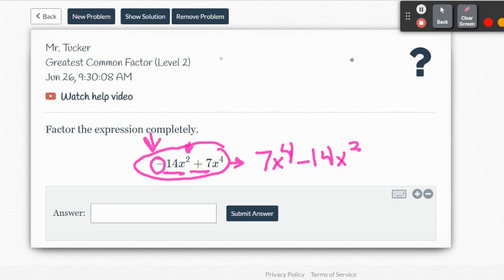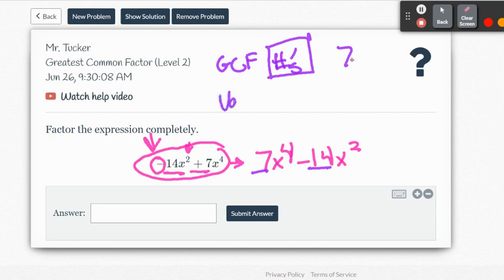But again, there's two parts to GCF. I'm going to look at the number, the coefficient part. So look at the numbers, just the coefficient specifically. And 7 and 14 have a common factor of 7. And then the variable part, I'm going to look for the common variable. They both have x, and the lowest exponent is 2, so x squared. So putting that together, 7x squared is what I'm going to factor out.